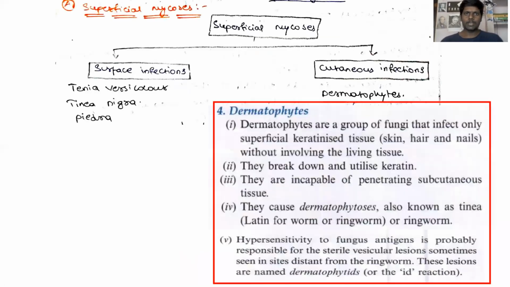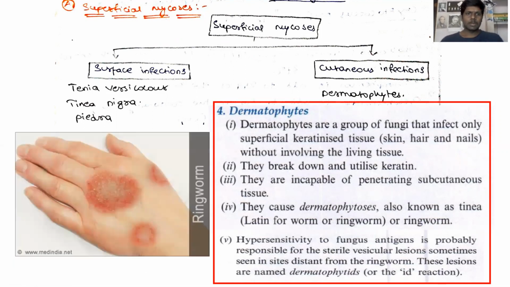So what are dermatophytes? These are superficial mycosis, in which we have two types: surface infection and cutaneous infection. Dermatophytes belong to the cutaneous infections. That means they will infect the cutaneous layer of the skin and form nodules and inflammatory reactions upon infection. These dermatophyte infections are also called ringworm infections. Ringworm is not parasitic; it is a fungal infection.